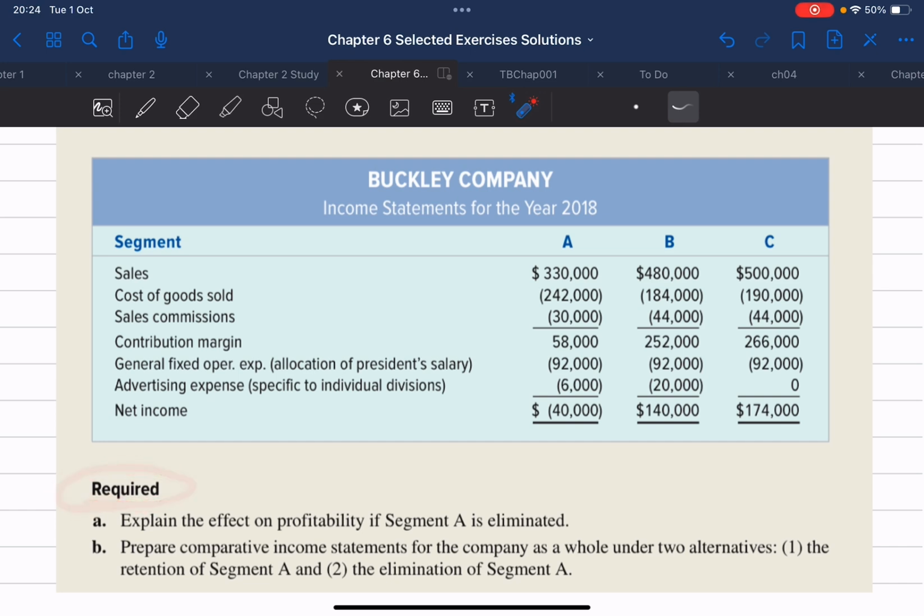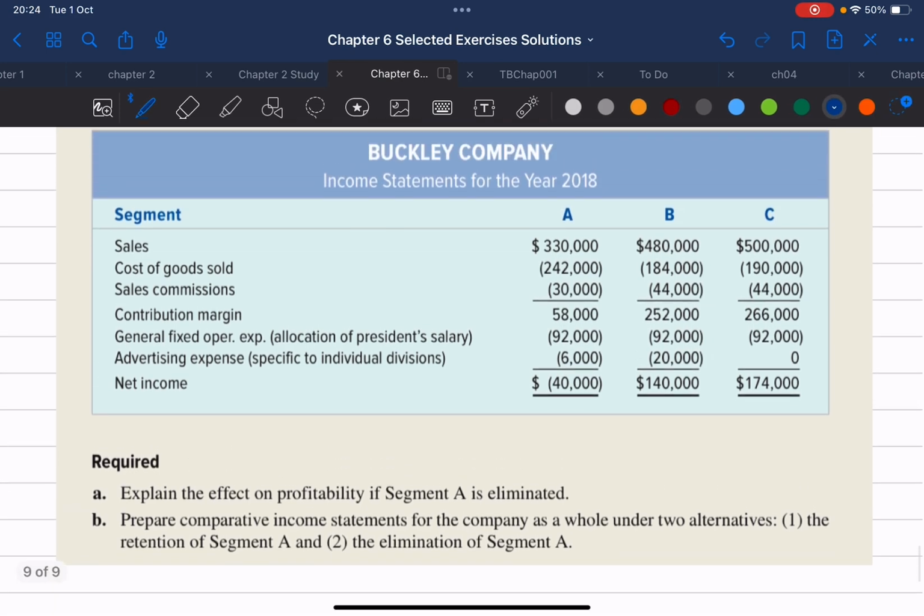So what is required? We are required to do 2 things. First, we need to explain the effect on profitability if segment A is eliminated. So we are going to consider if the segment should or should not be eliminated initially, and then we're going to prepare a comparative income statement for the company as a whole under 2 alternatives. 1, if segment A was retained or kept in business, and 2, if segment A was eliminated. All right, so let's go over it.